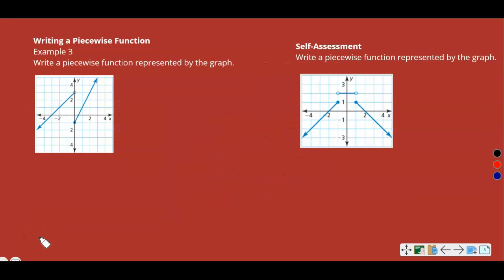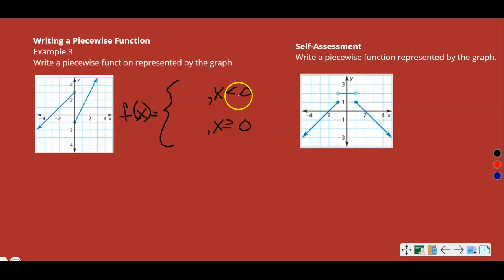All right, example 3 says writing a piecewise function. Write a piecewise function represented by the graph. So to write a function, we're going to start with f of x. This one has 2 pieces. So we know we're going to have 2 pieces, and we know that we can start with defining the domain. So let's look at the left. It's going to be all x less than 0. And on the right side, it's going to be x greater than or equal to 0.